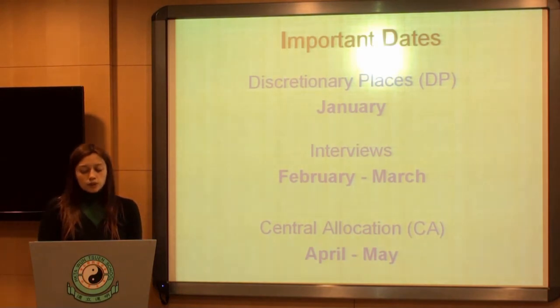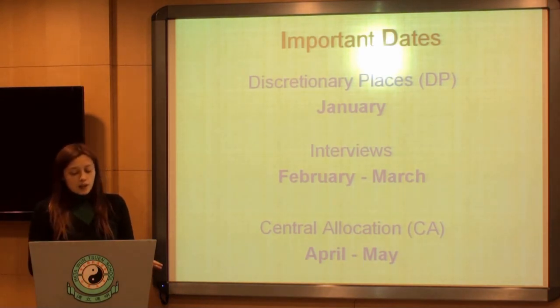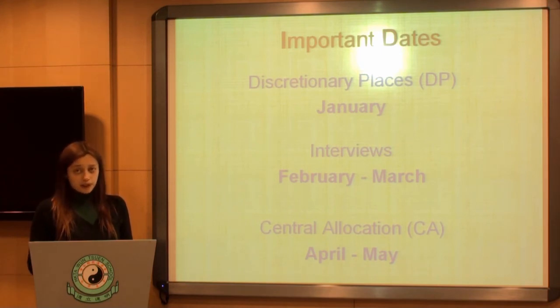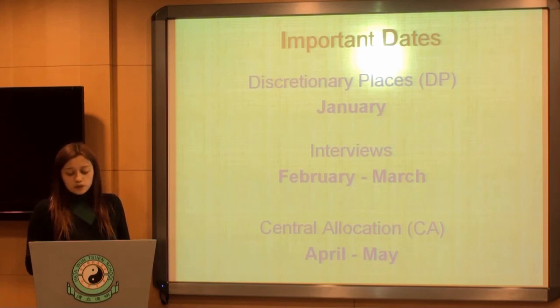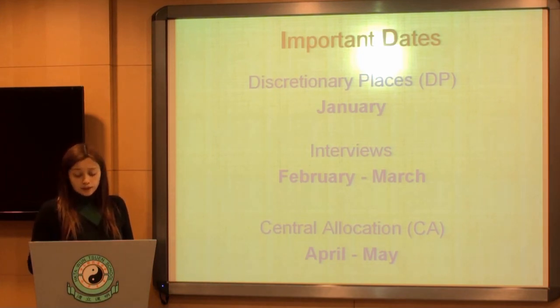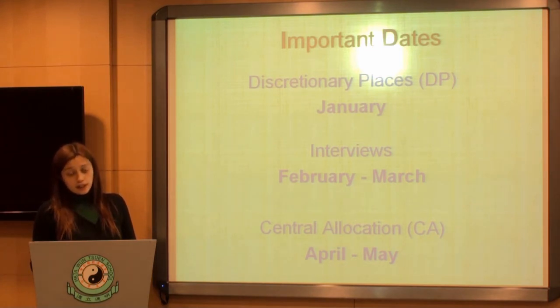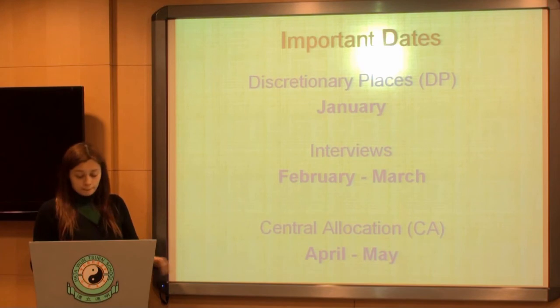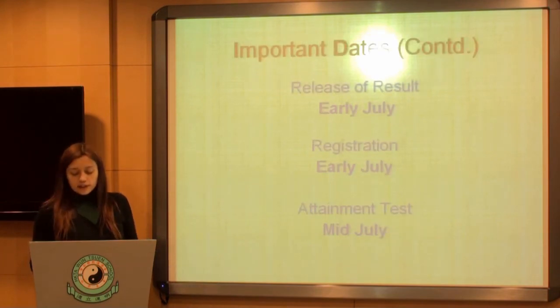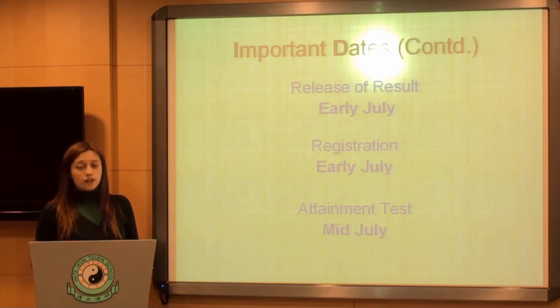Here on the screen are some important dates to take note of. The application period for the discretionary places stage will begin next year in January. As I mentioned earlier, some secondary schools may require applicants to undergo interviews as part of their application criteria. These interviews will take place between February and March. The choice-making period for applications processed under central allocation will be in April to May. The release of the results for both the discretionary places and central allocation stages will be in July.